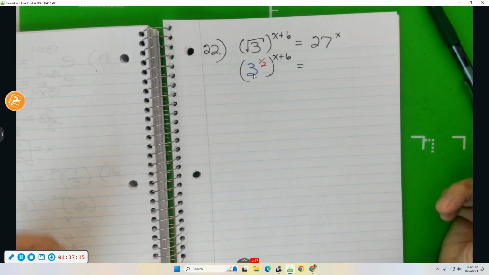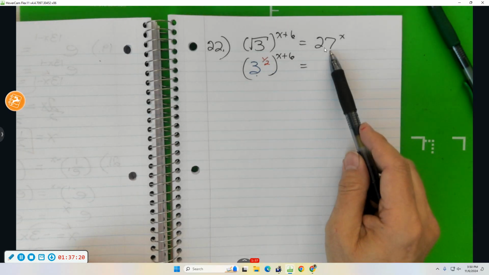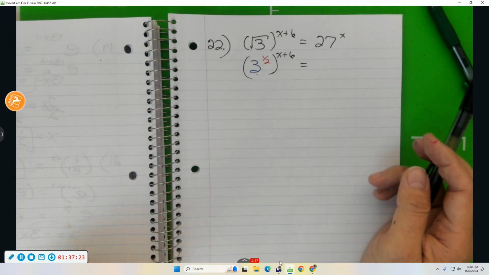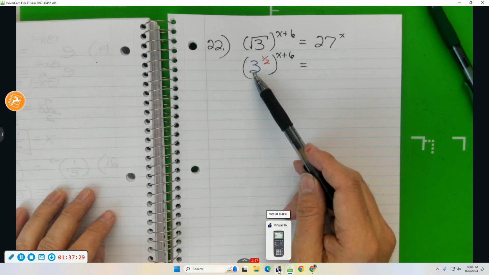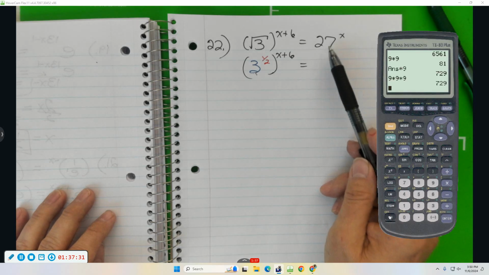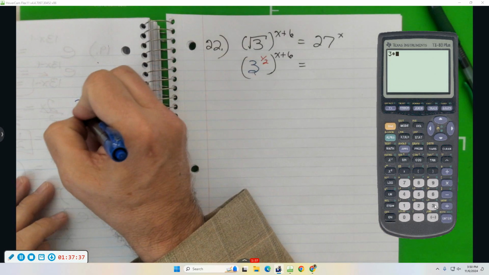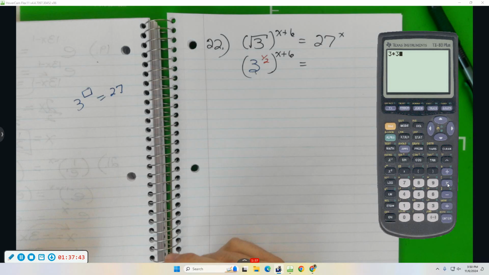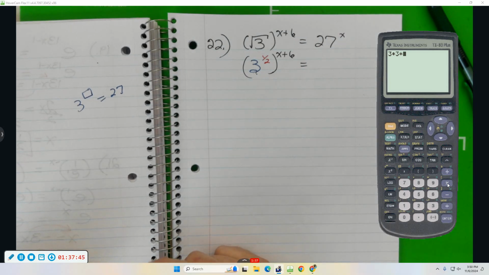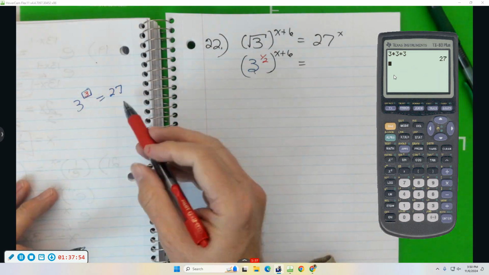So what you're telling me is the base is a 3 on the left and a 27 on the right. Well, what are you going to use as your common base? 3 is a prime number. Can you change 3? No. So what about 27? You better be able to write that as 3 to a power. You're asking yourself, 3 to what power will give you 27? 3 squared, we know that's 9. What about 3 cubed? What does 3 cubed give you? There it is. 3 cubed is 27.